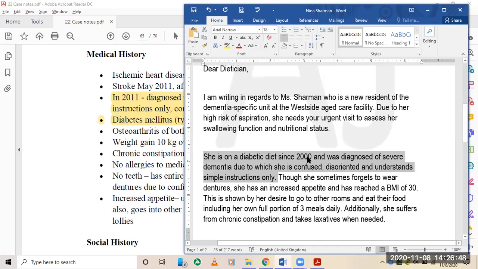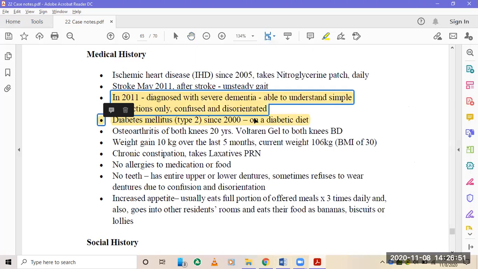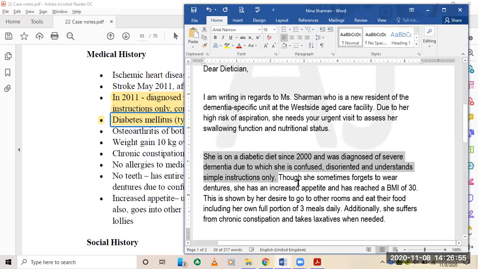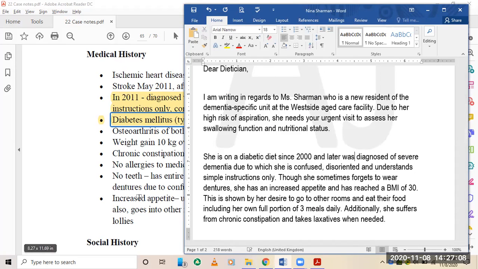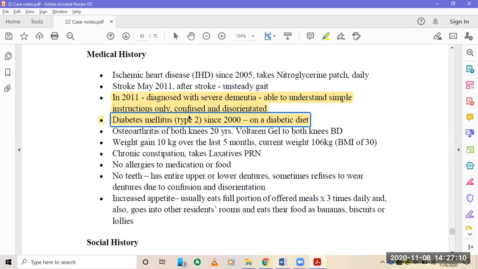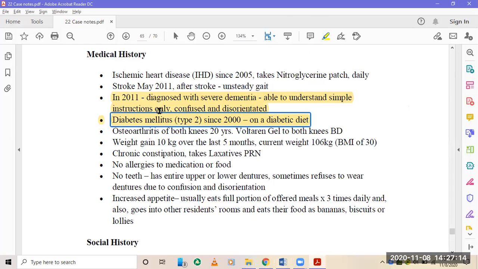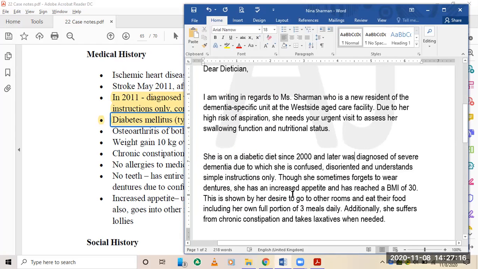Let's see that again. She has been on a diabetic diet since the year 2000, and this is 2011. So 2000 has to be mentioned first, and then later on, yeah, you can change it if you want, and later was diagnosed with severe dementia, due to which now she is confused and disoriented and understands simple instructions only. How many times do we have 'and' in that sentence?